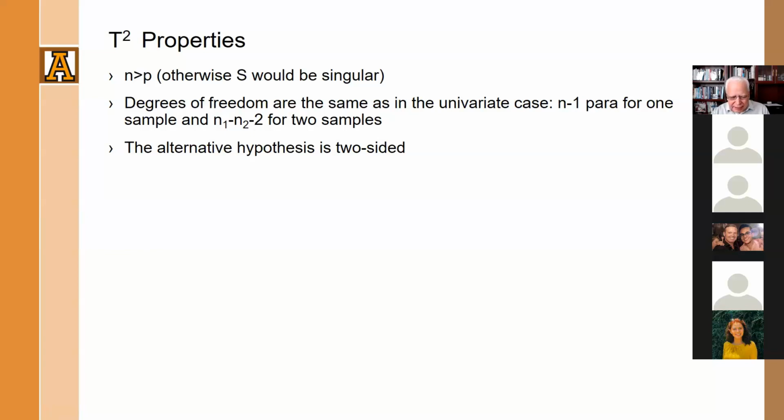Hotelling's T-square statistic is always used for two-sided alternatives. Remember that the t distribution in the univariate case, we could use it for a one-sided alternative or two-sided. The Hotelling T-square is used only for two-sided alternatives.